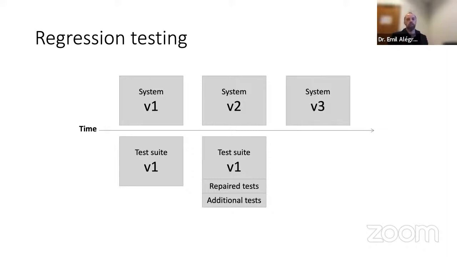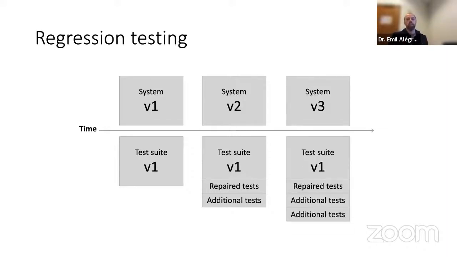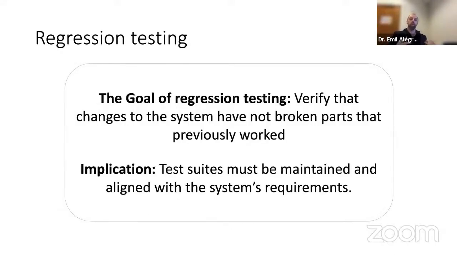Then for version 3, we do the same thing. We update the test cases that have been changed, and we add additional tests for new functionality. This means that we continuously maintain our test suite over time. So the goal of regression testing is to verify that changes to the system have not broken parts that previously worked. That's the intent of regression testing. But the implication of this, in order for it to work, is that we have to maintain the tests all the time. And this can be extremely costly, especially when you have huge test suites on multiple levels of abstraction, being both unit tests, integration tests, and system tests, and so on.